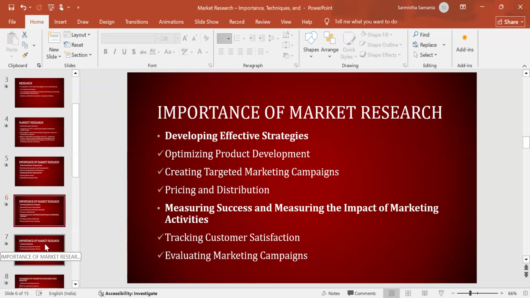Next comes measuring the success and measuring the impact of marketing activities. Business is spending so much money on advertising and sales promotion, so they will like to know what is the effect we are getting for so much advertisement. In that case, market research itself will help the business to know how effective the marketing campaign and the advertisement are, and how satisfied the customers are by the product. This is a feedback process, whether the customer is satisfied after purchasing the product or not. This is very much a part of market research. So a business has to go by this.